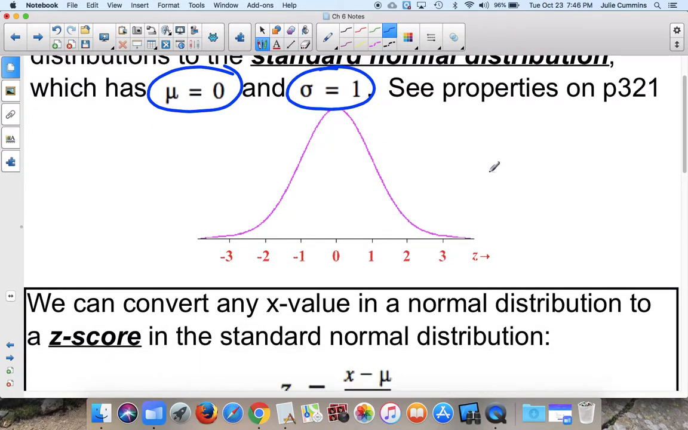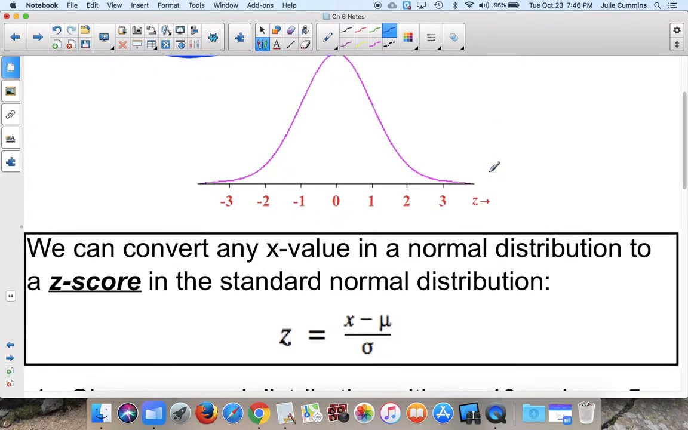So when we convert to this standard normal distribution, we convert to z-scores. We dealt with z-scores back in chapter 3, I want to say. So we can convert to z-scores. This formula should look really familiar. A z-score is found by taking whatever x value you have minus mu, the mean, divided by sigma. That's your standard deviation. And the z-score tells you how many standard deviations above or below the mean you are. In the next video, I'll show you how to actually calculate these.